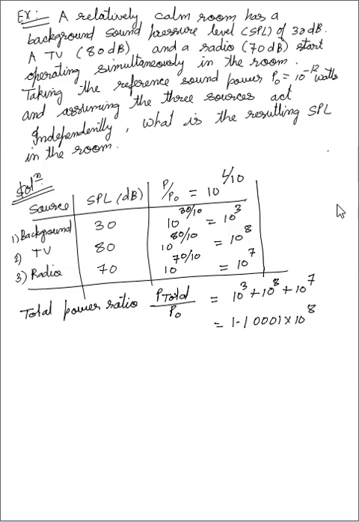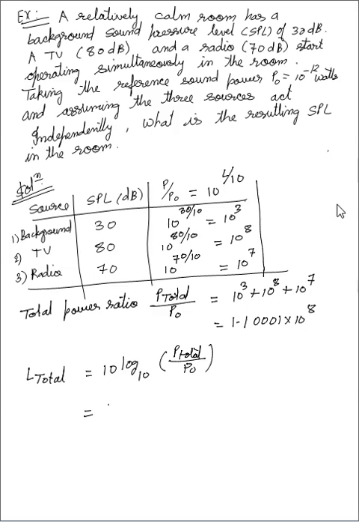Okay, so why are we interested in this? Because we cannot directly sum up 30 decibel plus 80 decibel plus 70 decibel. All the sounds are acting independently, and as they are acting independently, we have one formula: L total is equal to 10 log of P total by P0, to the base 10.